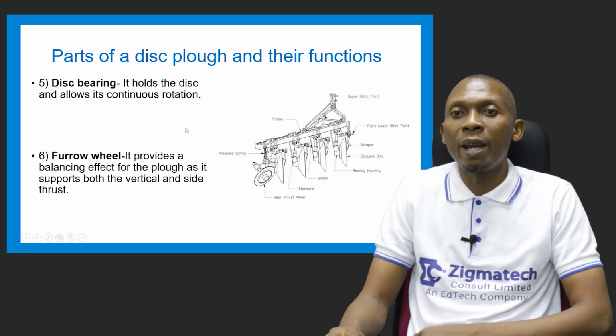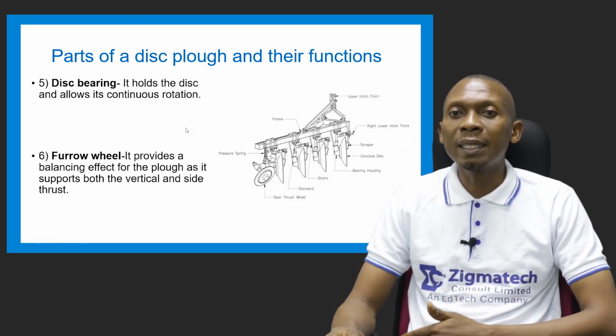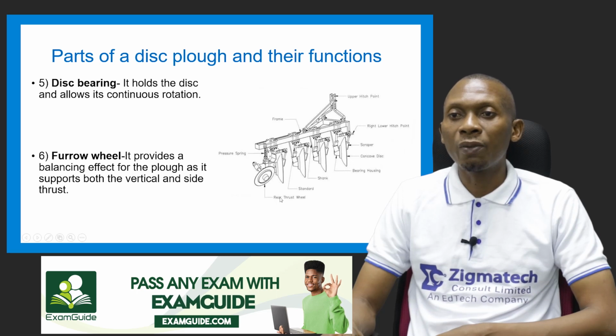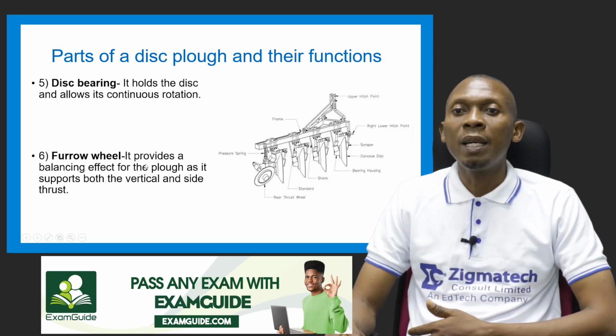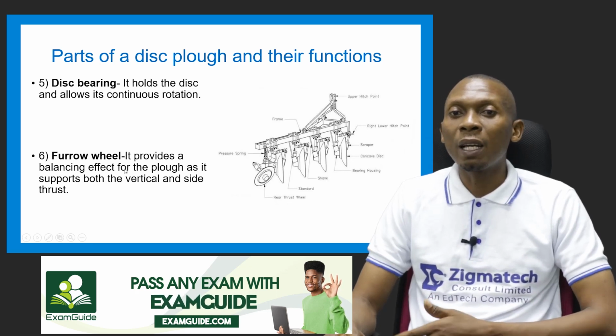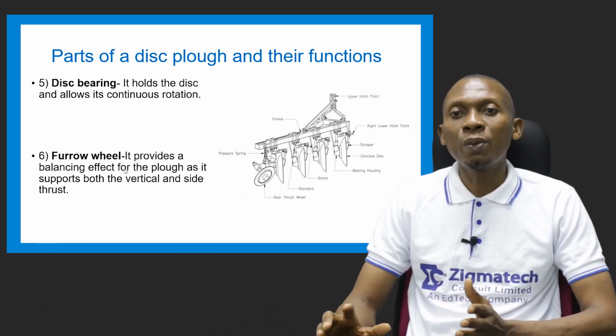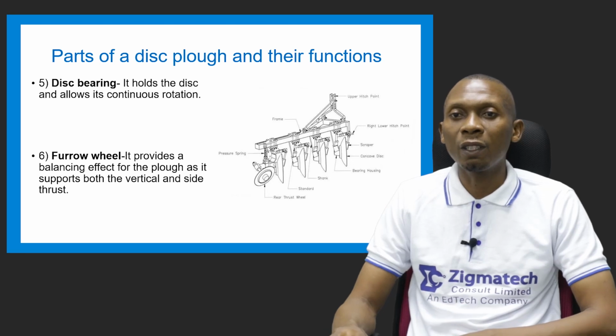We have the disc bearing. This helps to hold the disc and allows its continuous rotation. We have the furrow wheel. The furrow wheel is at the back here. Here they call it the rear thrust wheel. It's also called the furrow wheel. It provides balancing effect for the plow as it supports both the vertical and side thrust. So the furrow wheel helps to provide some balancing effect for the plow.